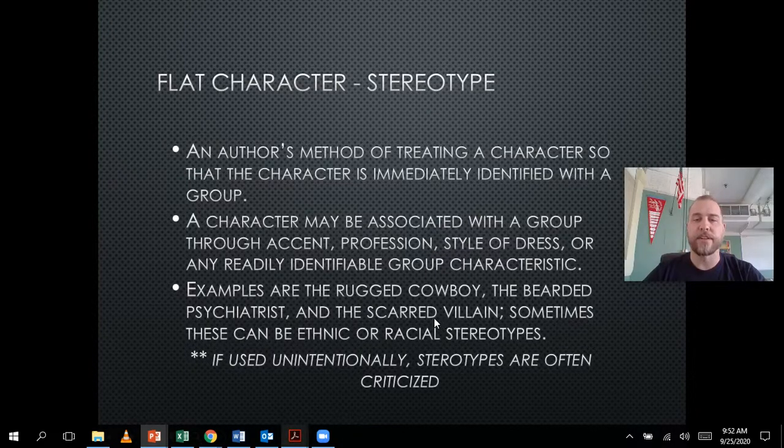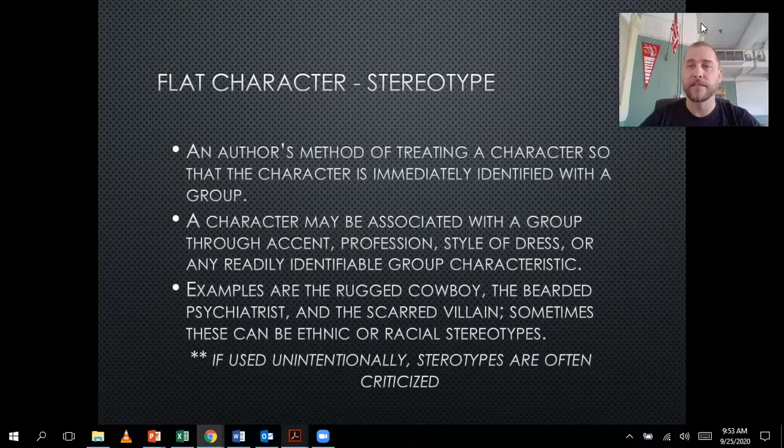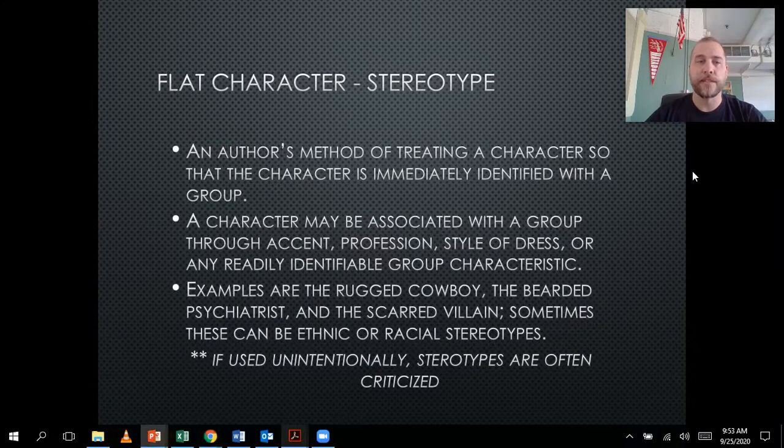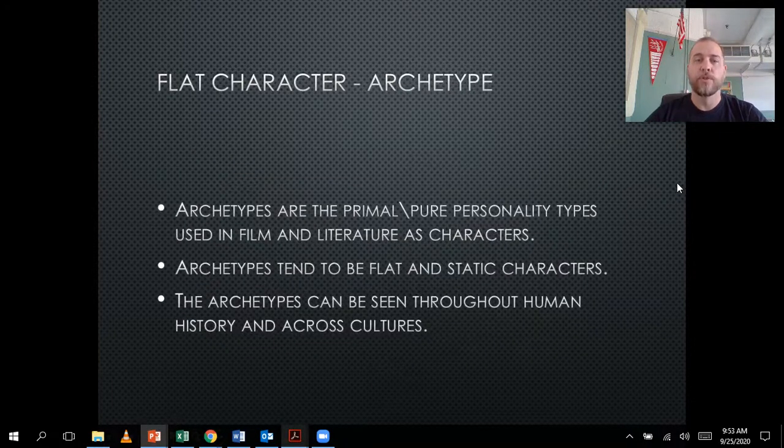Now, there are some stereotypes that are not really offensive, such as the rugged cowboy, the bearded psychiatrist, the scarred villain. These are usually not, they don't describe actual people in the real world. But oftentimes stereotypes are racial stereotypes, and you really want to avoid those because your writing will come across as being callous. Now, instead of using stereotypes, a better idea if you want a character to be immediately recognizable in your story is to use what's called an archetype.